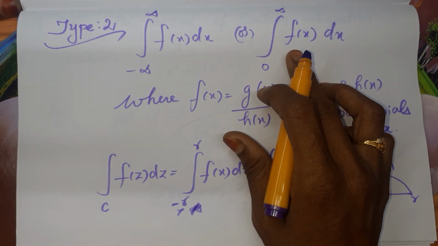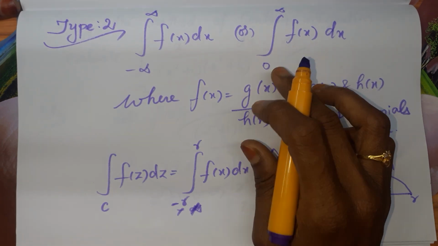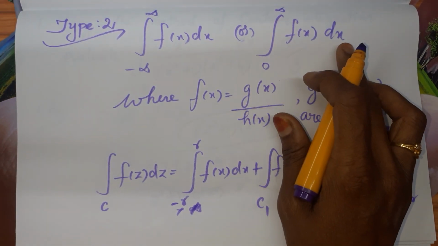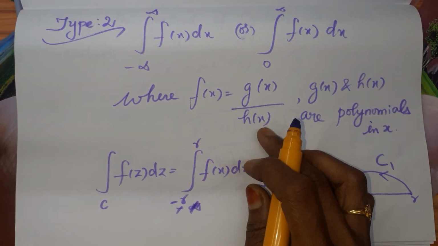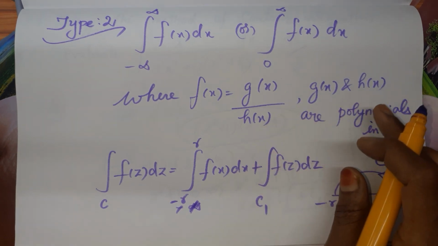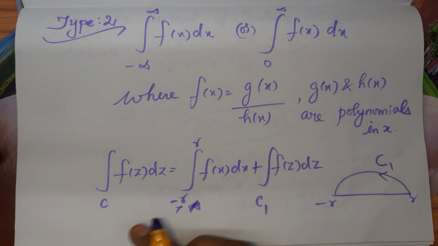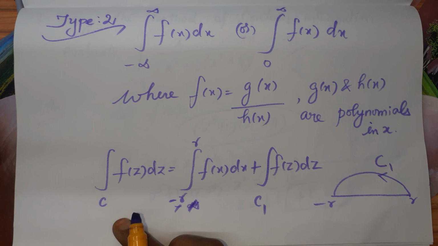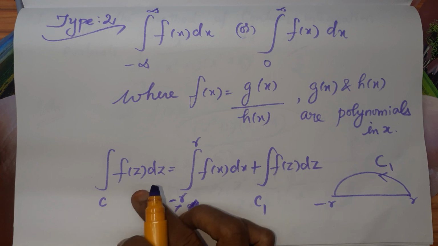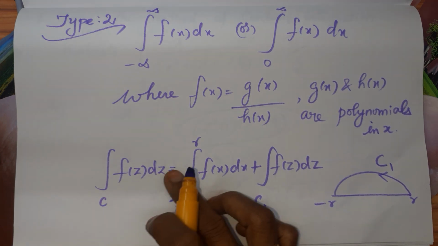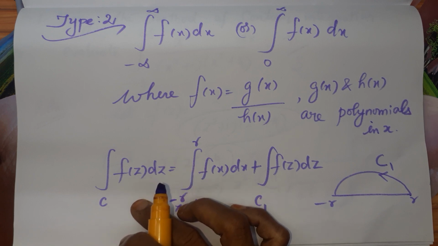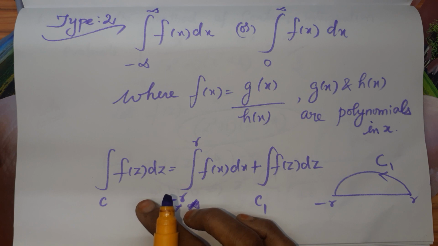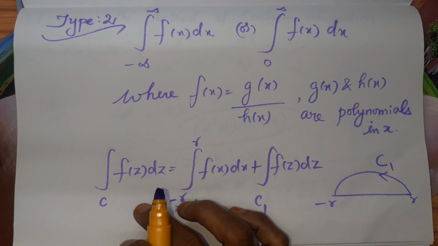In this video, we are going to do a problem of the form integral 0 to infinity f of x dx, where f of x is equal to g of x by h of x, where g of x and h of x both are polynomial in terms of x. This is the equation we are going to use here, integral over c f of z dz. For evaluating this integral, we have to use type 1 method. For this also, we have two videos. Kindly watch those two videos. After watching that, kindly watch this one.